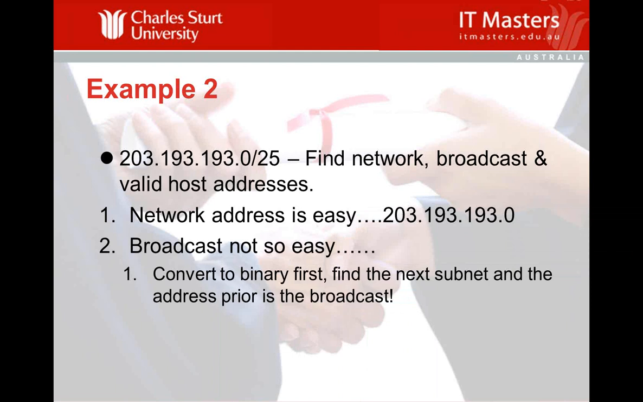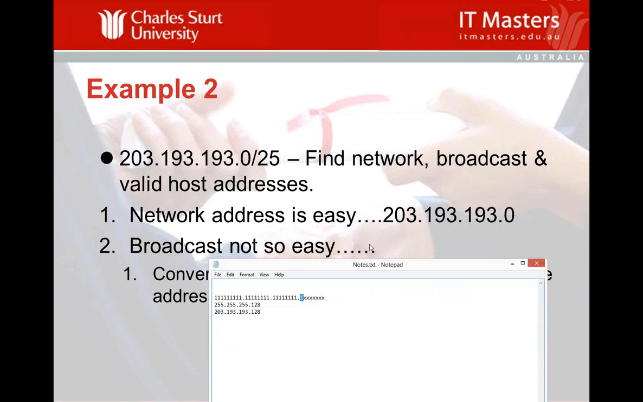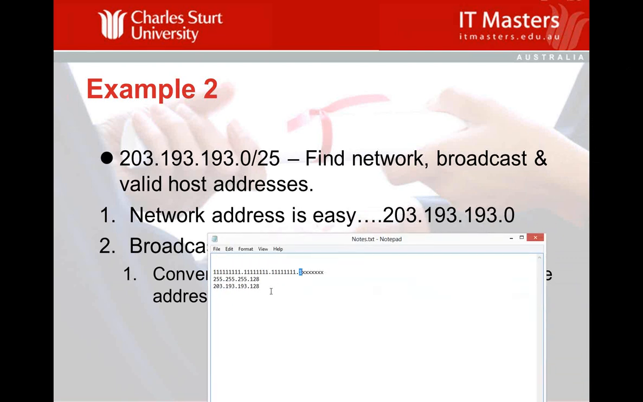The broadcast is not so easy. First of all, we have to convert the binary, find the next subnet, and the address just prior to that is the broadcast address. Okay, so what I'm saying there is, I've just explained that that can either be a 0 or 1, so it must be 0 or 128. If we assume, so that means the valid networks are 203.193.193.0 or 203.193.193.128. They are the valid networks, aren't they? Because this number here can only be a 1 or a 0.